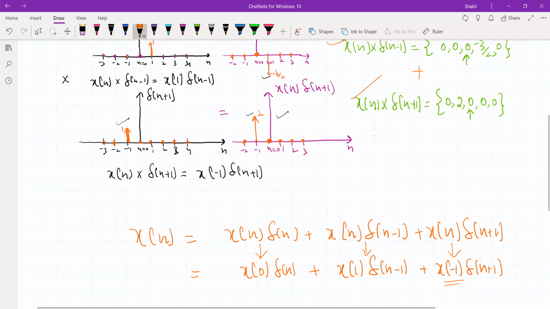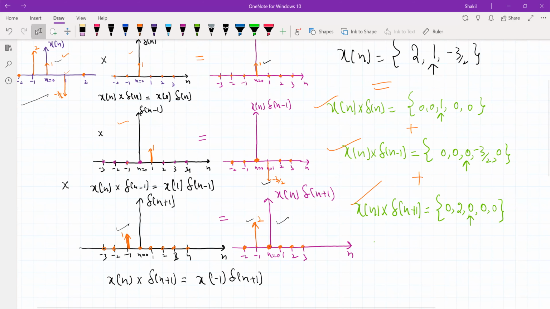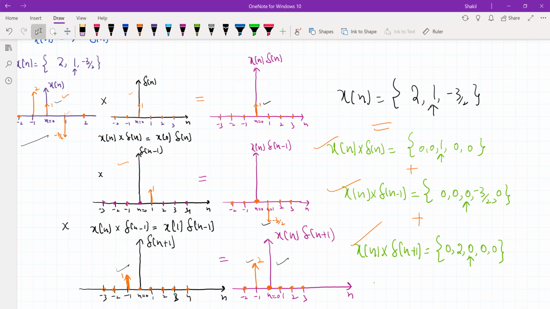You can see once you multiply the sequence, it only gives you that sample of x of n to which it is multiplied with that delta. Where delta is non-zero, it picks only that sample. That's why the delta function is also called the sample function, the unit sample function or unit sample sequence. It samples the value of the signal. When you multiply any sequence with the delta function, it samples that value. When you multiply x of n with delta n, it gives you the value of x of n at n equal to 0. This is the value of x of 0.